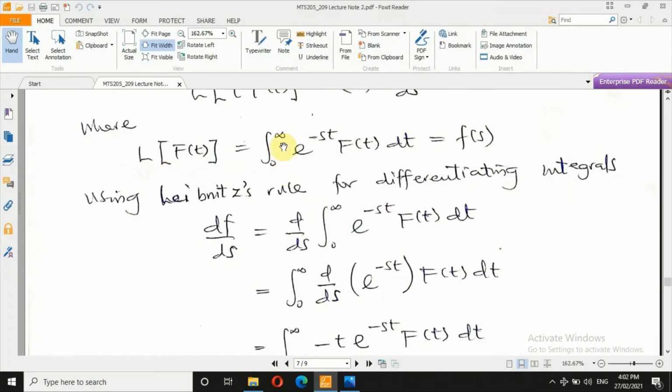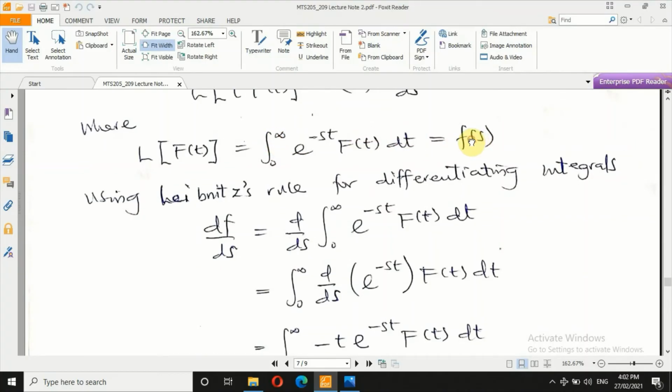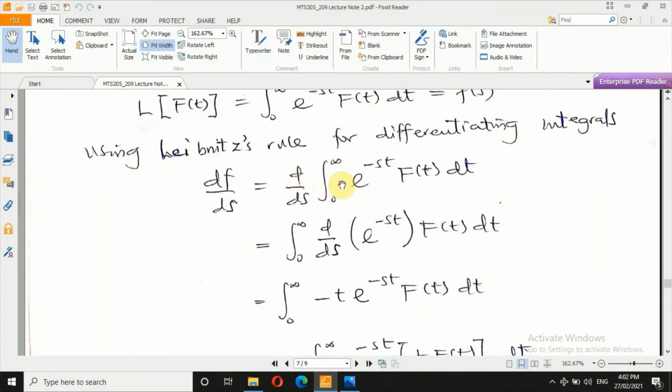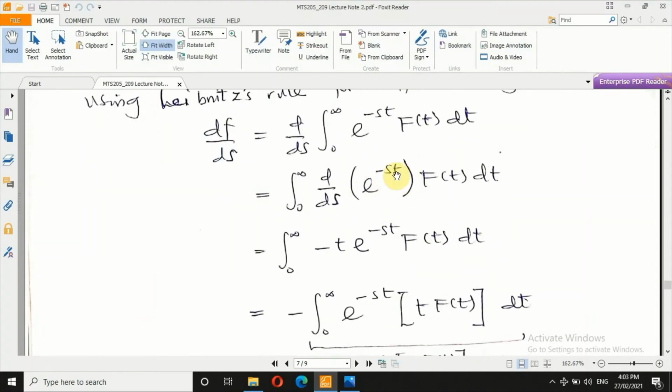The Laplace transform of f of t is the integral from 0 to infinity of e to the minus st f of t dt, which equals F of s. Now let's differentiate both sides with respect to s. On the left we have dF by ds. On the right we have d ds of the integral from 0 to infinity of e to the minus st f of t dt. The d ds will come inside, so we have d ds of e to the minus st f of t. If you differentiate this one, you have minus t, then e to the minus st f of t dt.